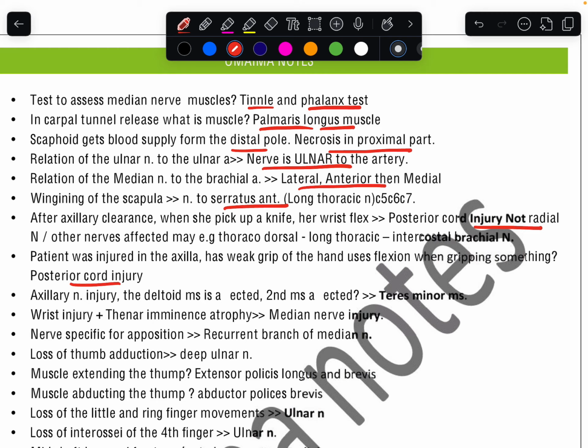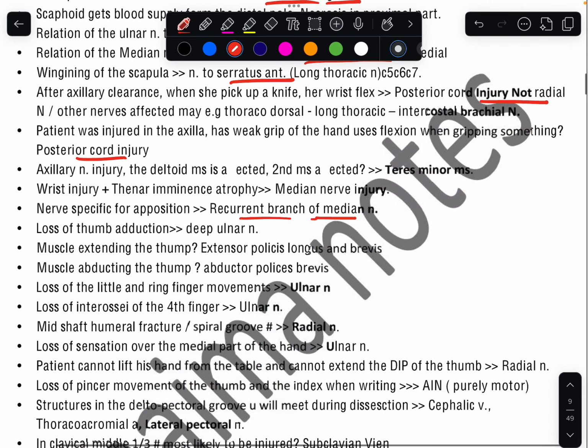Wrist injury, thenar eminence atrophy, median nerve. Nerve specific for opposition is the recurrent branch of median. Loss of thumb adduction, ulnar nerve. Muscle extending the thumb, extensor pollicis brevis. Muscle abducting the thumb, abductor pollicis longus. Loss of little finger, ulnar nerve.